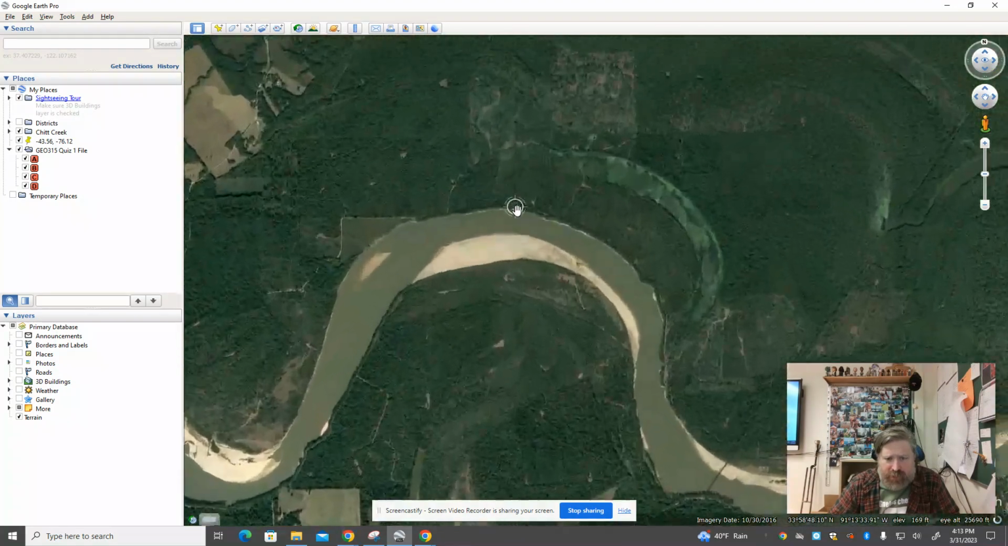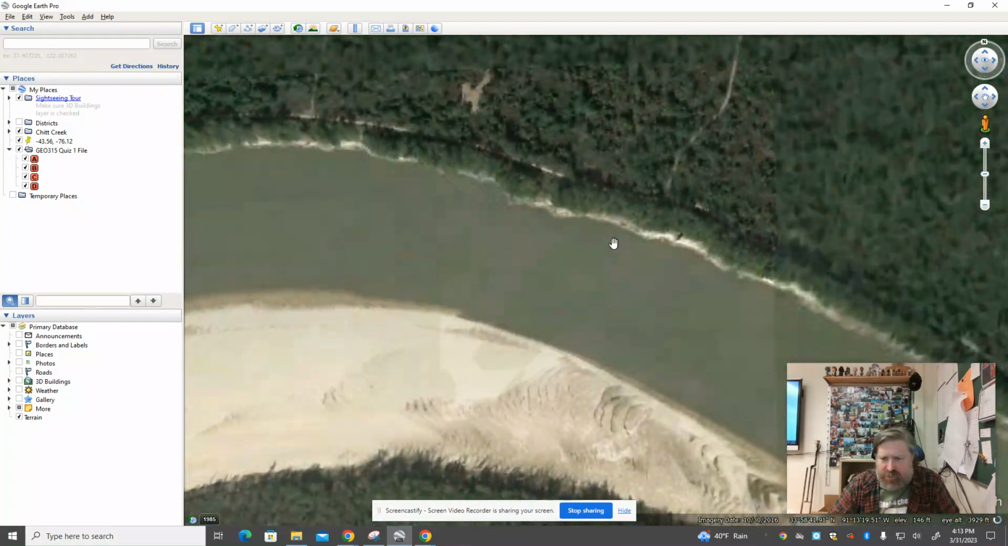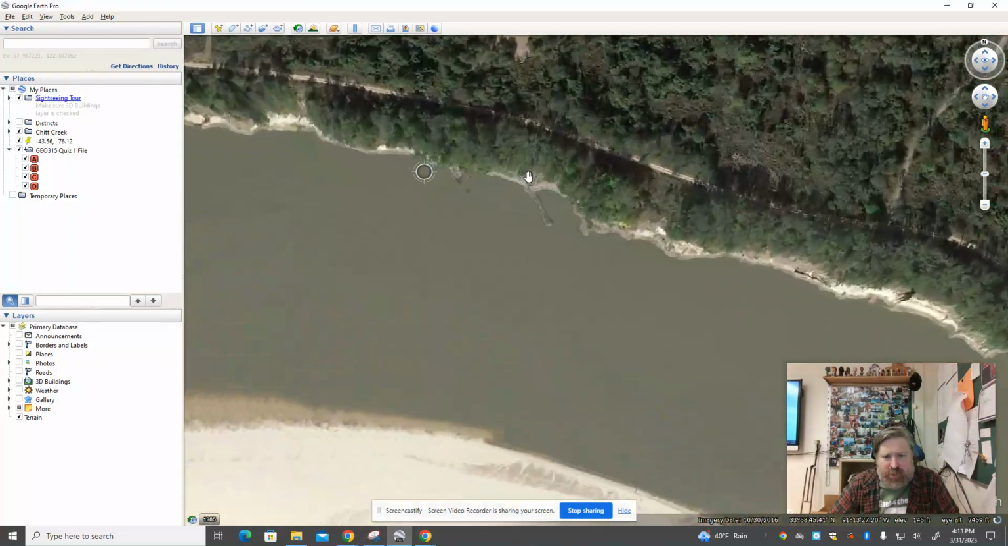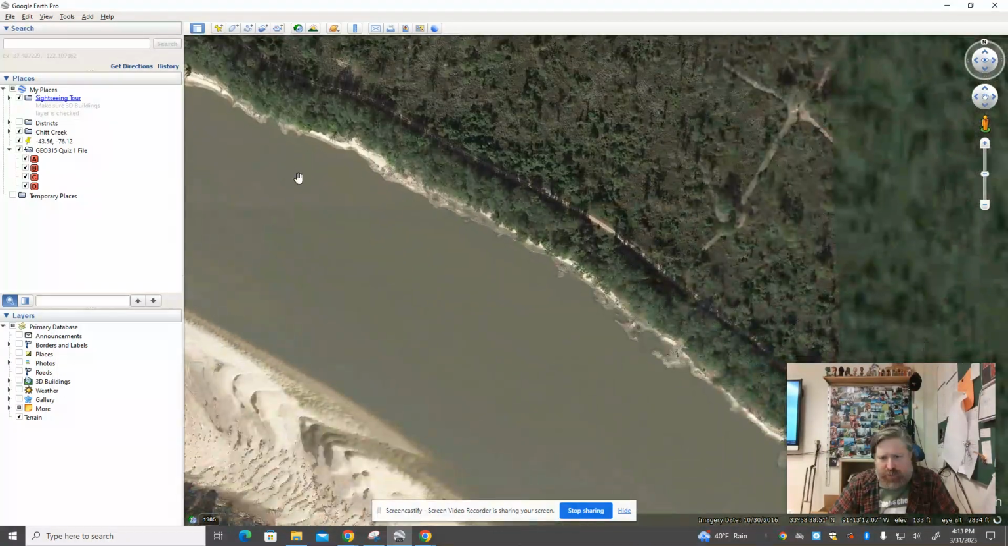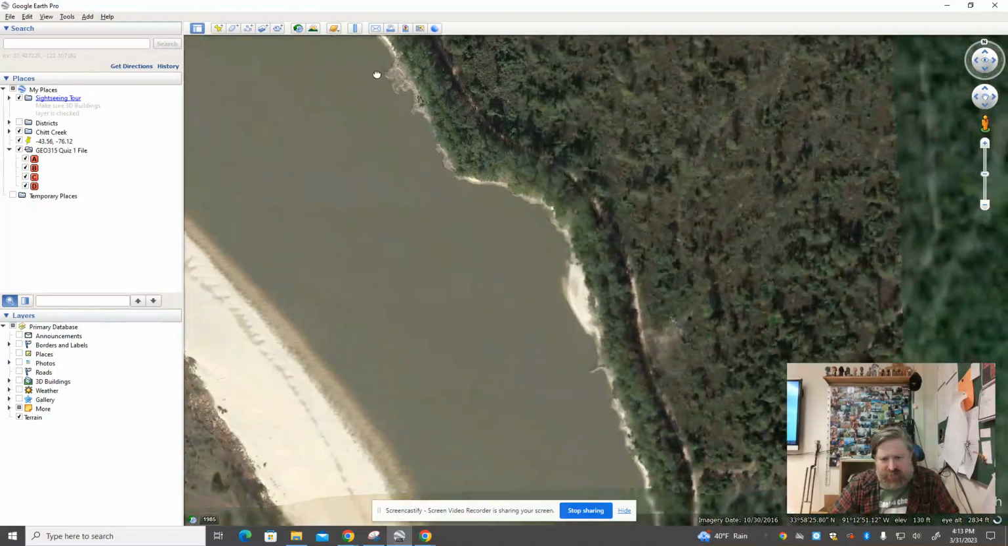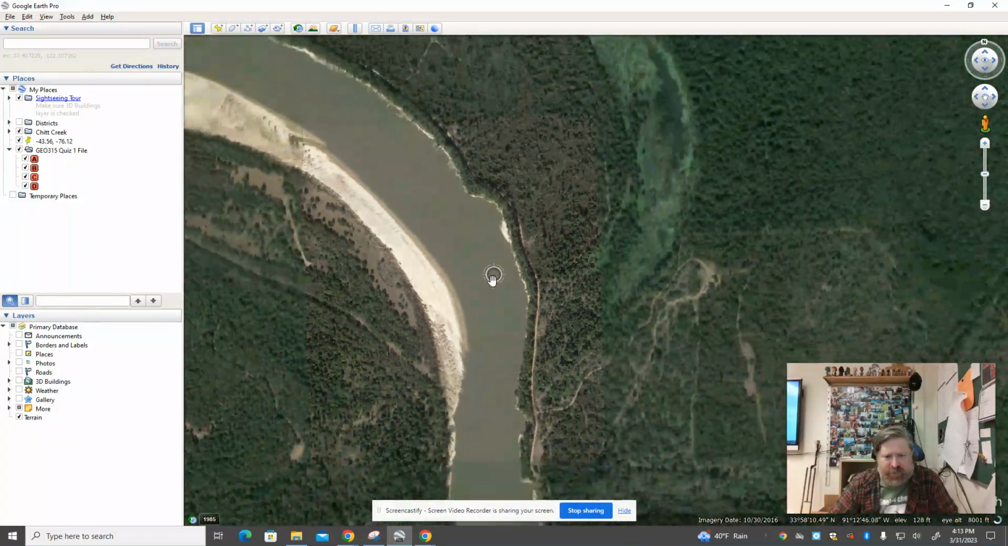You can even occasionally, if you get lucky, and I don't know how much I want to search for this, see where trees on the outside fall in because of the erosion on the outside. But I don't want to take all day looking for that, right?